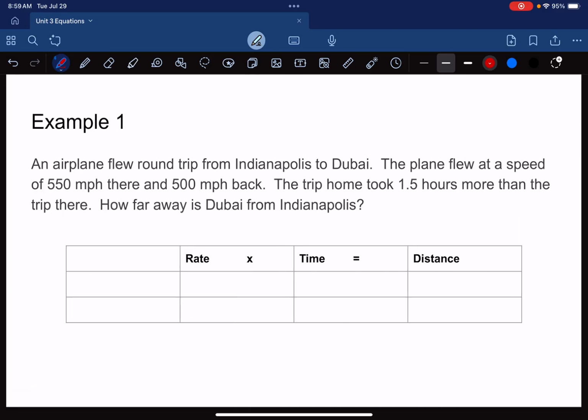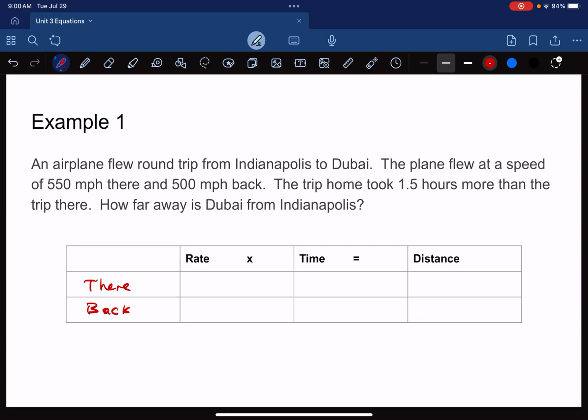An airplane flew round trip from Indianapolis to Dubai. The plane flew at a speed of 550 miles per hour there and 500 miles per hour back. So I call this a there and back question. They're going there and they're coming back. The trip home took 1.5 hours more than the trip there. How far away is Dubai from Indianapolis?